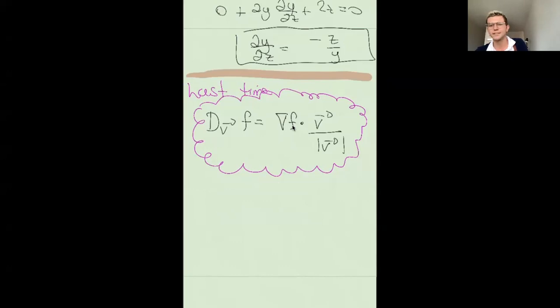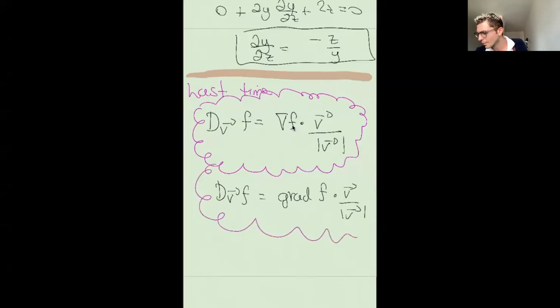Someone asked if this is a gradient. Yes, this is the same as saying df dv of f is grad f. It is the same formulas. This thing is another name for this thing, right?